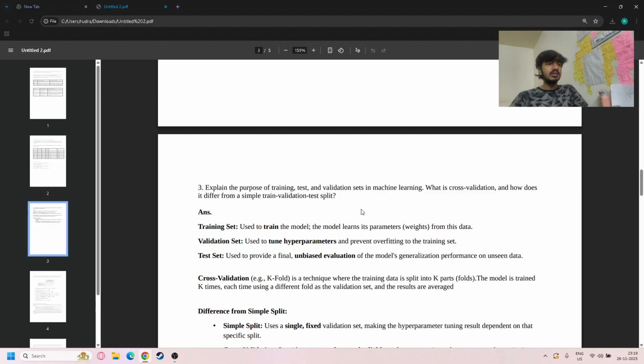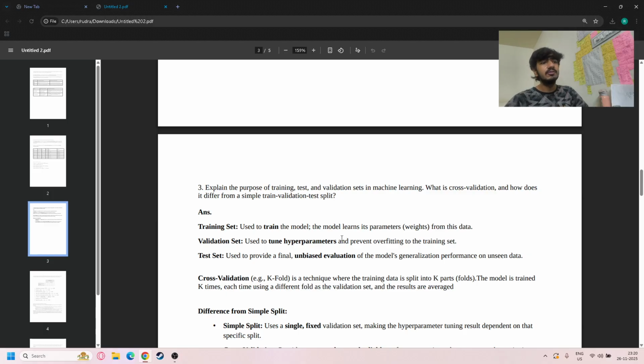Now on towards the third question. Explain the purpose of training, test and validation sets in machine learning. What is cross validation and how does it differ from a simple train validation test split? So we have two kinds of sets, and then we have a test set as well. So what is the purpose of each one and why do we use them?